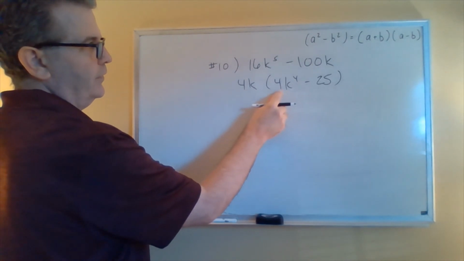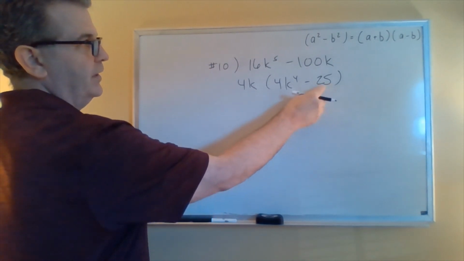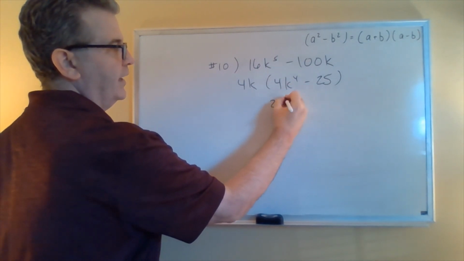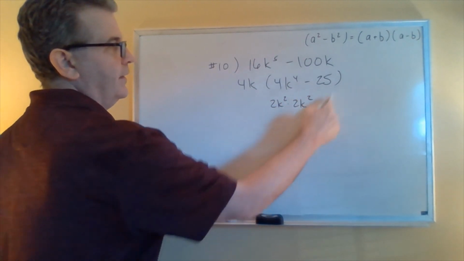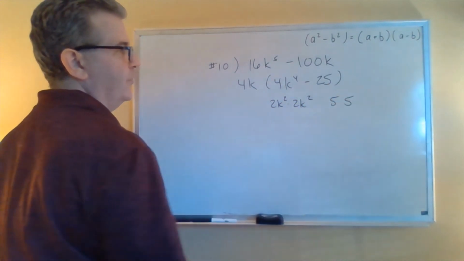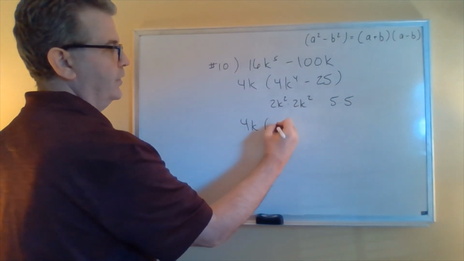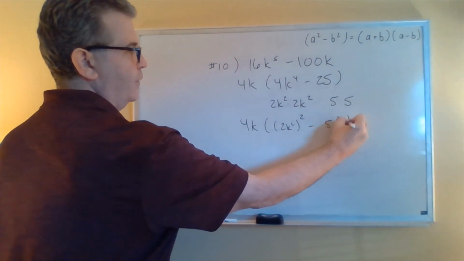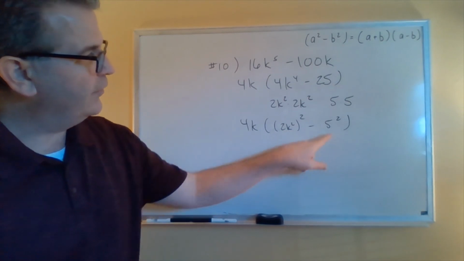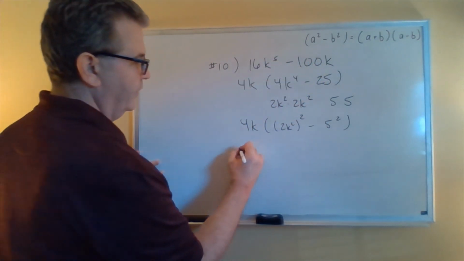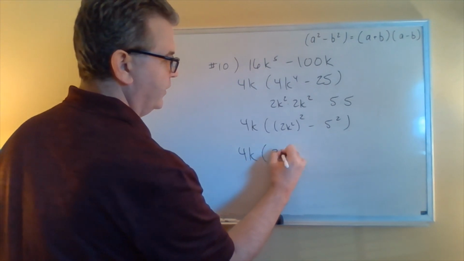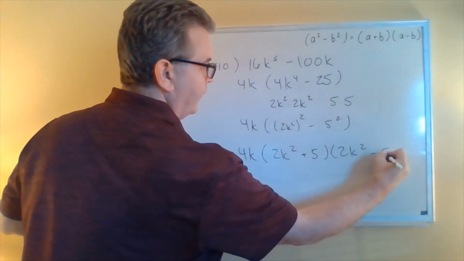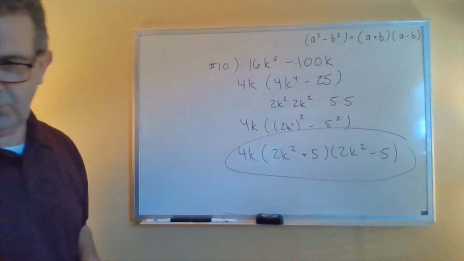We have perfect squares. 4 is a perfect square, k to the fourth is a perfect square, 25 is a perfect square, so we're in good shape. We can rewrite 4k to the fourth as 2k to the second times 2k to the second, and 25 we can rewrite as 5 times 5. So we can put that as 2k squared squared minus 5 squared. So we have a perfect square here minus a perfect square here. That fits into our rule. So let's rewrite that. The factored form is 2k squared plus 5 times 2k squared minus 5. And there's our answer for number 10.